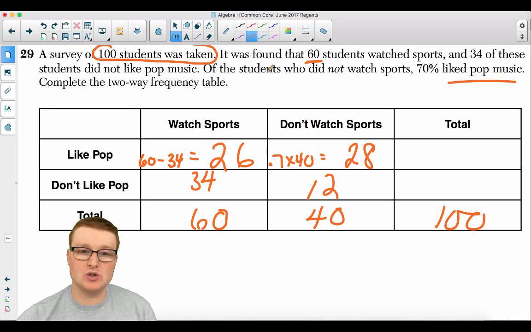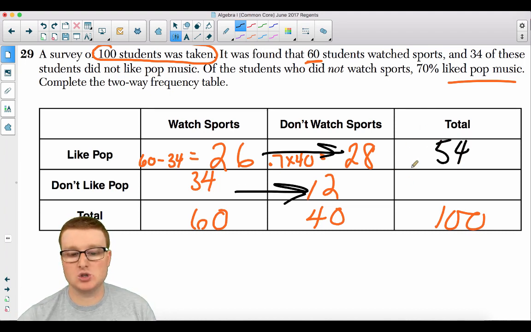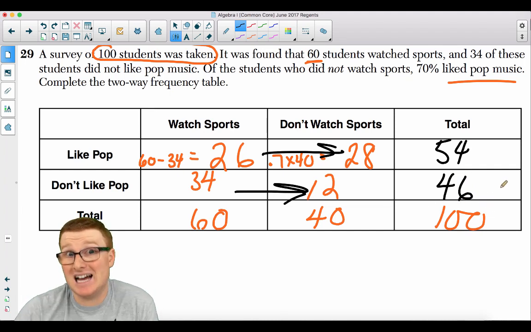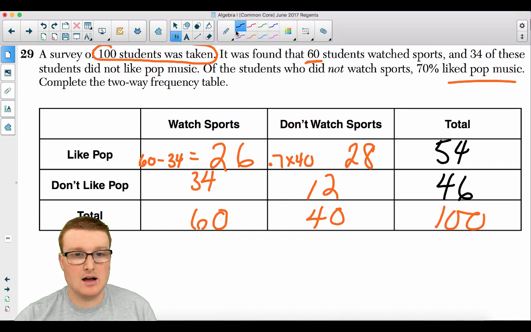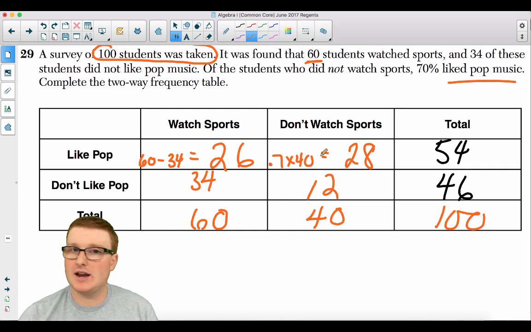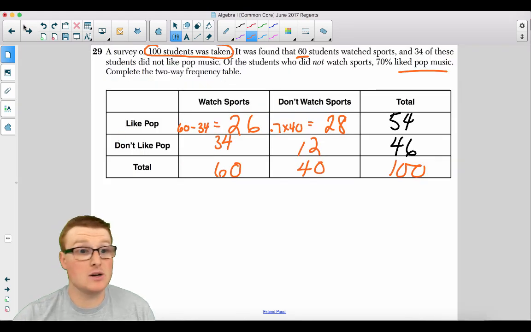To get these totals, you just add along the way. So you take 26 plus 28, you get 54. 34 plus 12, you get 46. Make sure that adds up to give you 100, and it does. That is how you complete this two-way frequency table. Pretty simple question. You could have had a part 3 with this. It could have been a lot worse. So that's how you do that question.